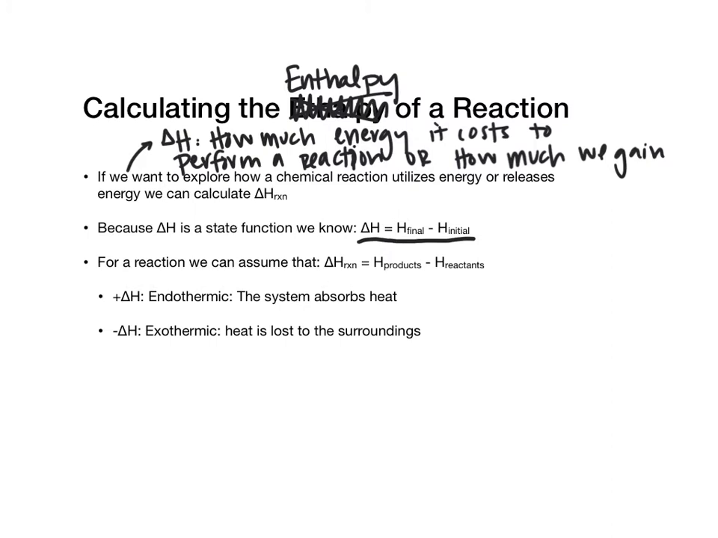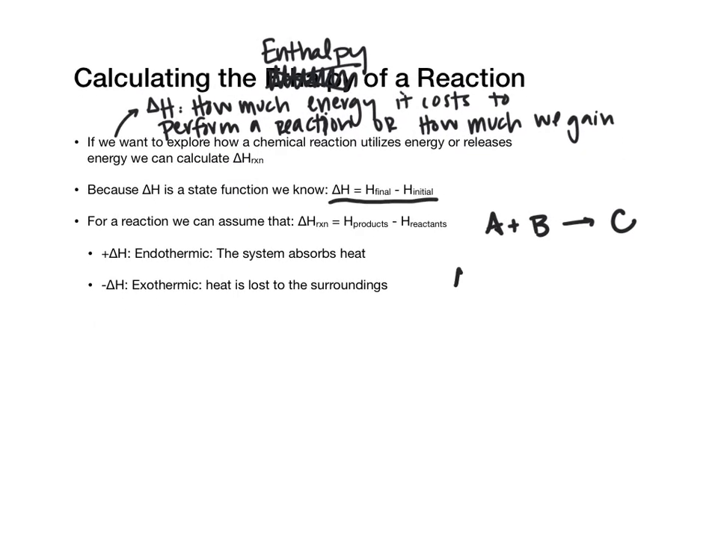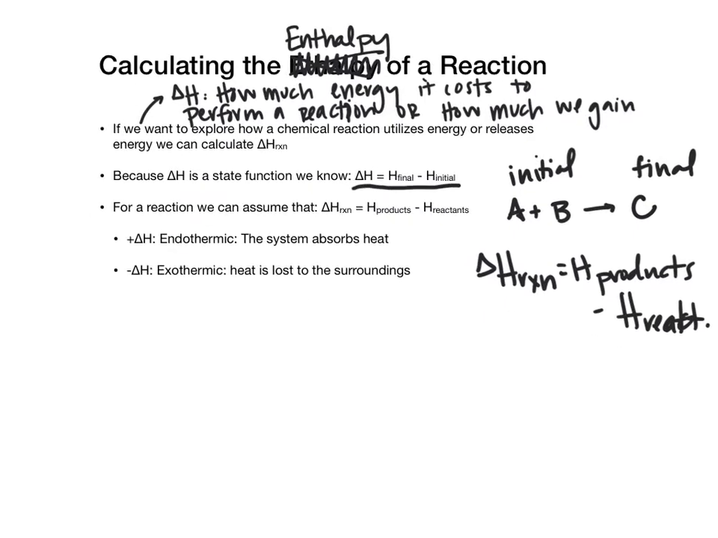Let's think about this in terms of a reaction. If we have a reaction where A plus B goes to C, the delta H of the reaction is going to be the final minus the initial. So it will be the H of the products minus H of the reactants. And so we can start to think about that.